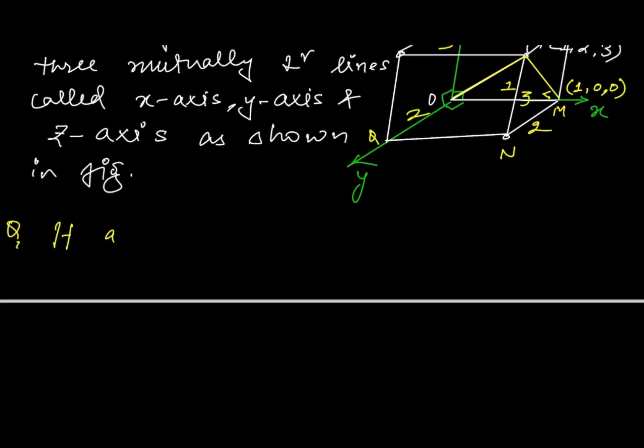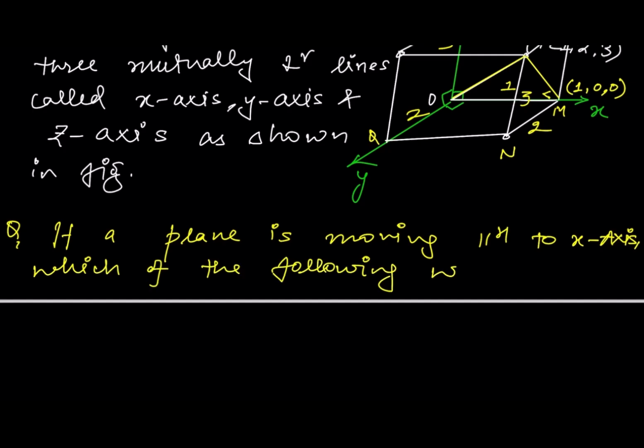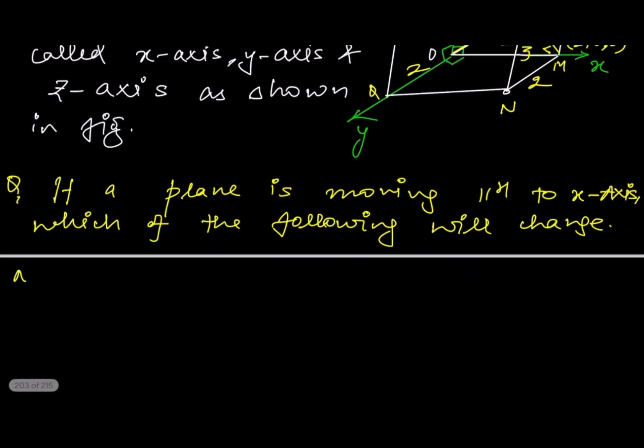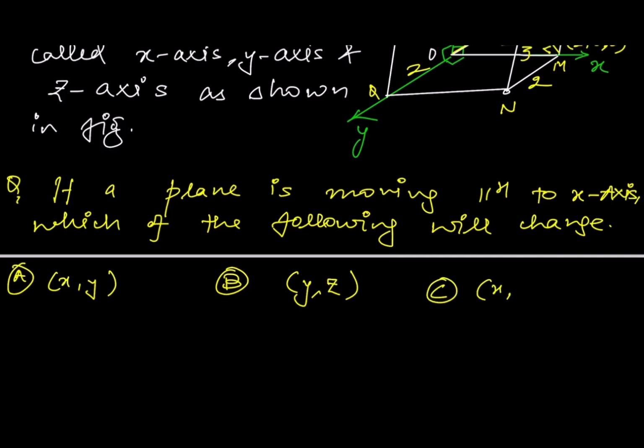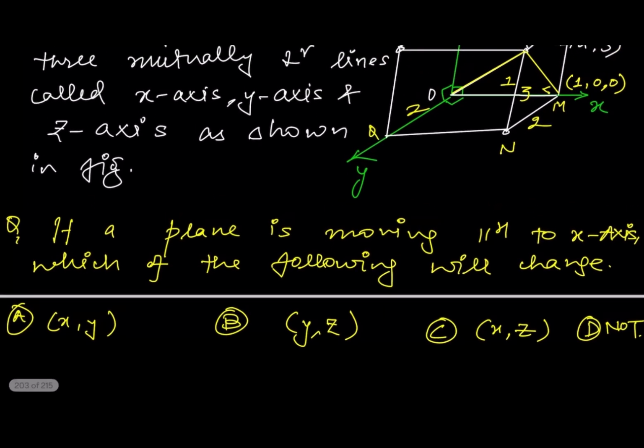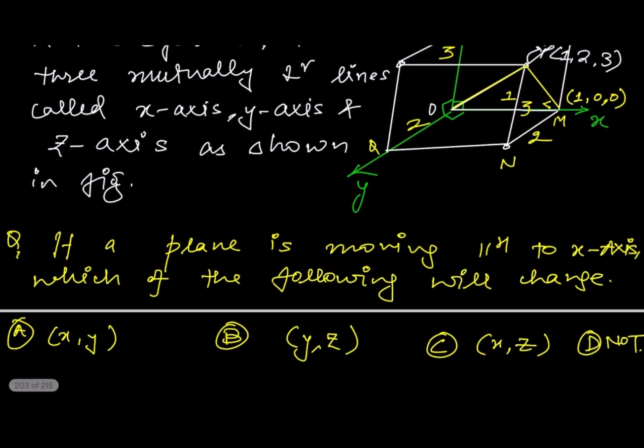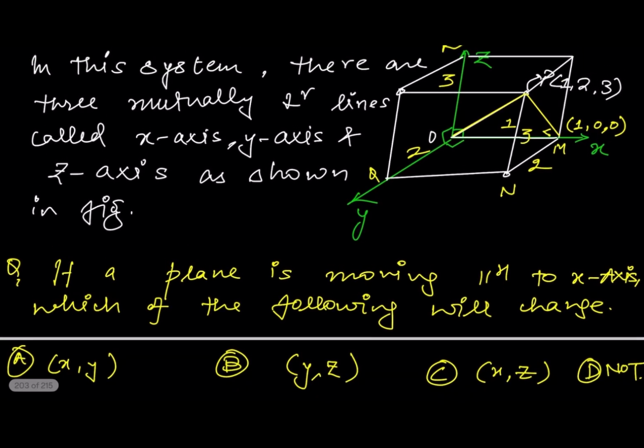If a plane is moving parallel to x-axis, which of the following will change? Options are A. x, y, B. y comma z, C. x comma z, and D. None of these. So if any plane is moving parallel to x-axis, right, then which of the following will change?